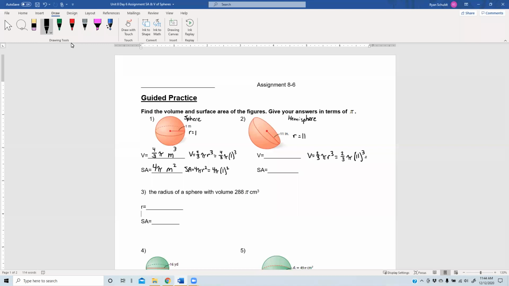And since our directions say give it in terms of pi, we'll put everything but the pi in the calculator. And it'll give us a pretty big fraction. It'll give us 2,662 over 3. We're going to leave it like that and then just fill in our pi and then our units. So inches cubed.